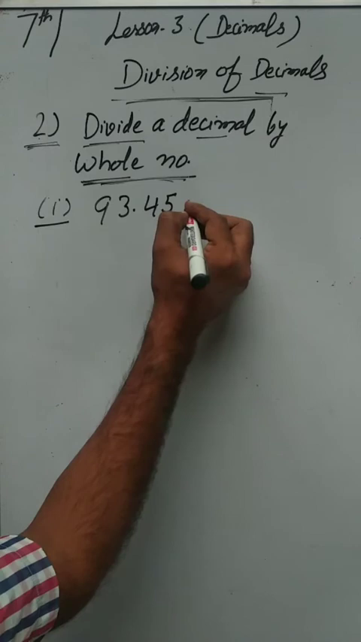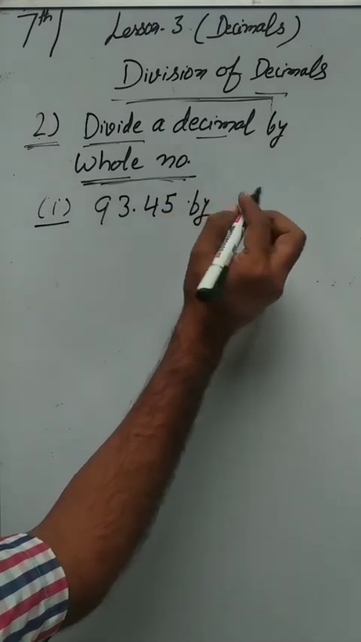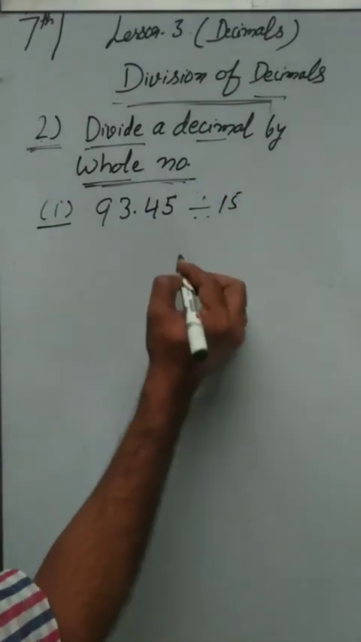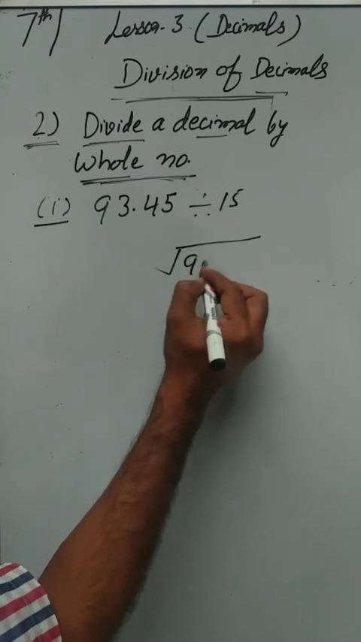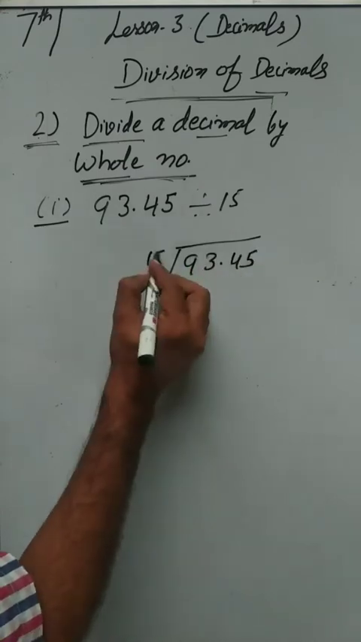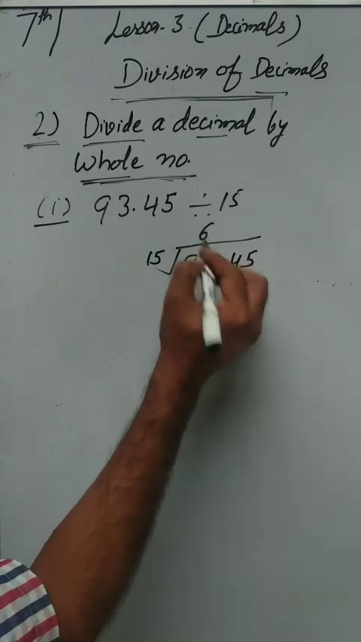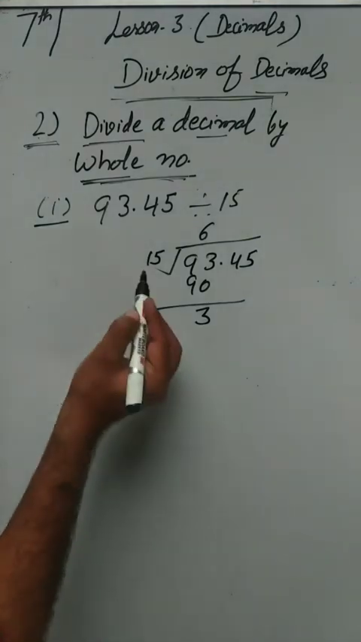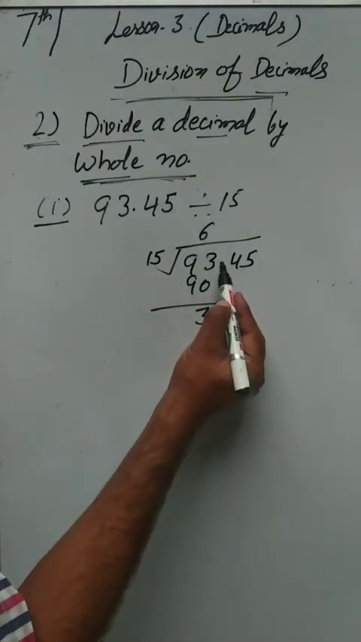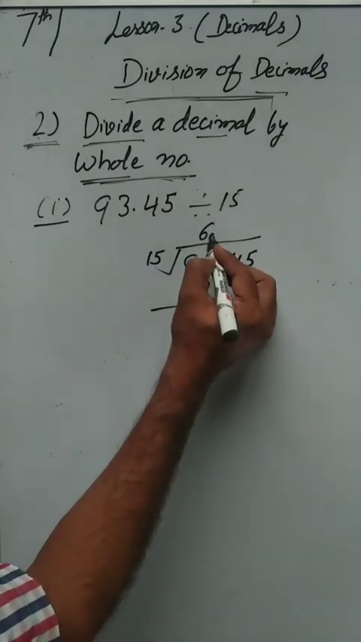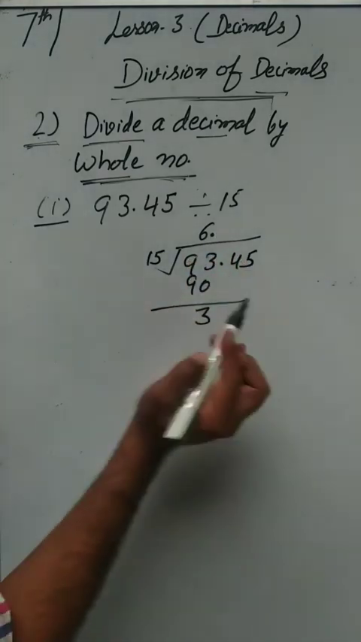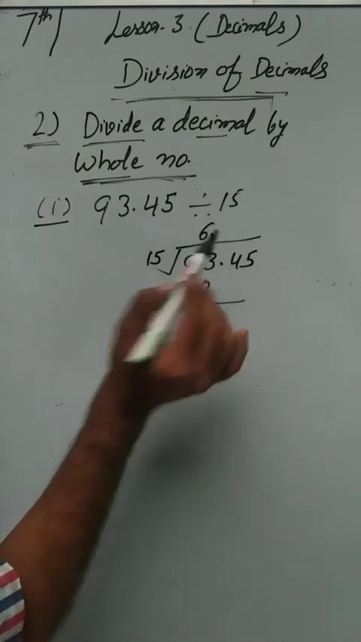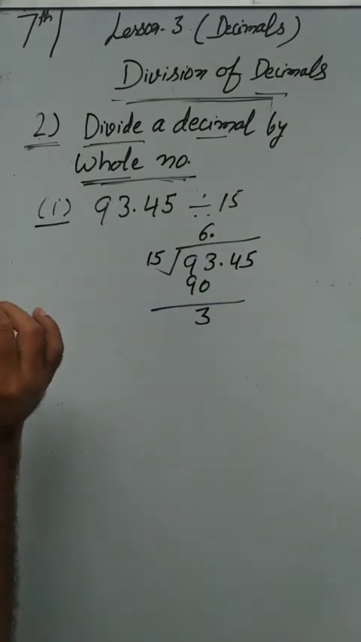93.45. I want to divide it by 15. So simply divide 93.45 by 15. Look, 15 6s are 90. Now here, beta, 3. Now next is a point. So in the quotient you will place a decimal point here. Whenever the point is here, similarly in the quotient you put a point here.